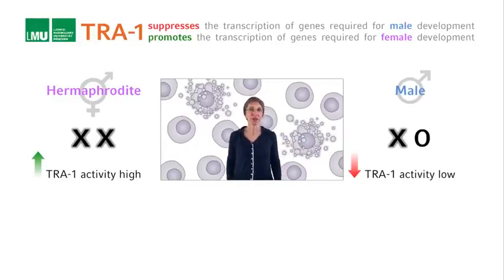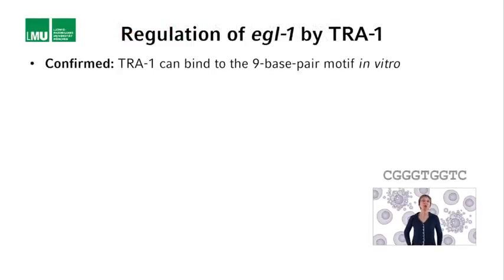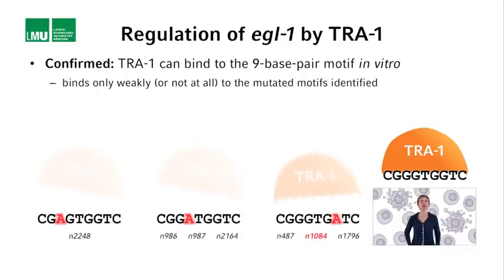Why sex determination? Why is a factor involved in sex determination involved in controlling EGA1 transcription? Remember, the HSNs are sexually dimorphic. It made perfect sense. In vitro, TRA1 protein indeed can tightly bind to a DNA fragment that contains the 9 base pair long TRA1 binding site as found downstream of the EGA1 transcription unit in wild-type animals. However, it failed to bind tightly to a DNA fragment that contains the TRA1 binding site as found downstream of the EGA1 transcription unit in animals that are homozygous for any of the dominant EGA1 mutations.